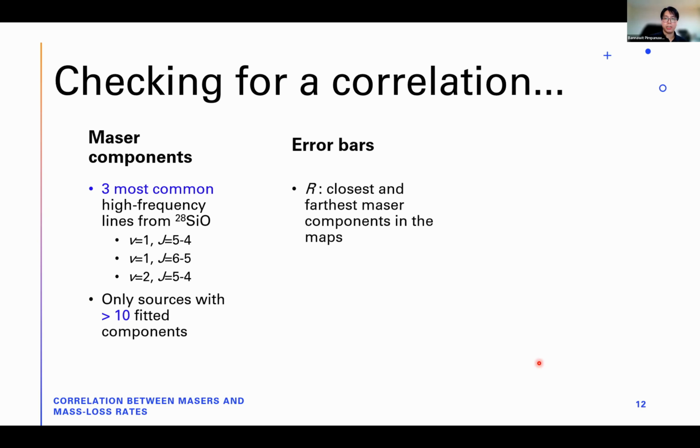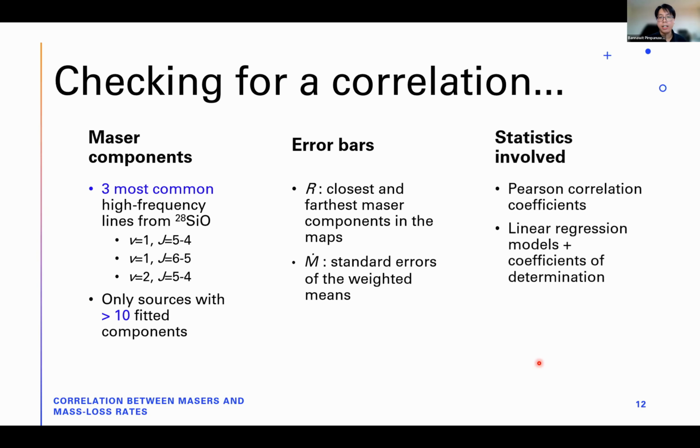Now, the error bars that you will see in the plots after this, for the y-axis, show the closest and the farthest maser components in the maps. So not essentially an error, but this is more like a range of maser components that you can see. And then in the mass loss rate, that's the standard errors of the weighted means. And in terms of the statistics involved, we'll talk about the Pearson correlation coefficients and also the linear regression models alongside with their coefficients of determination.